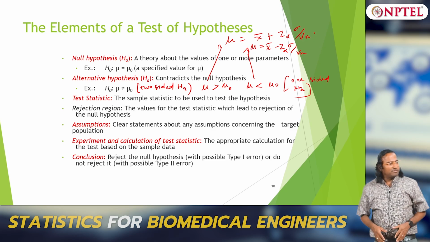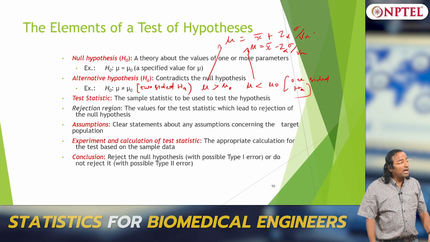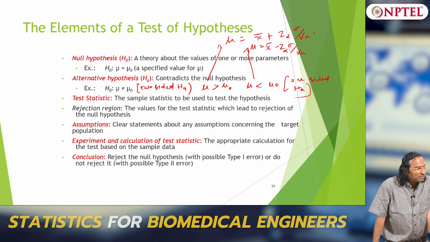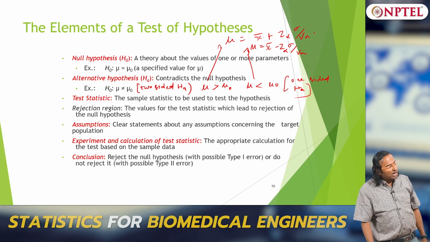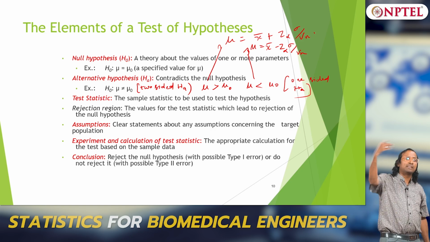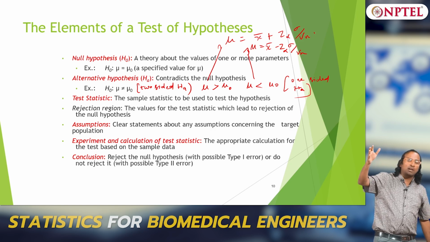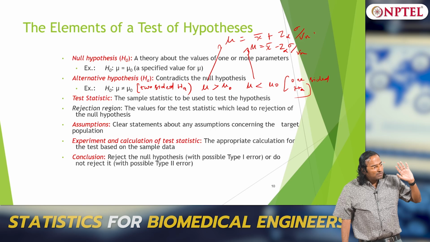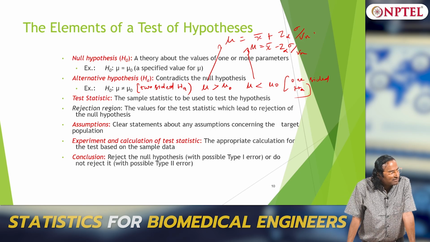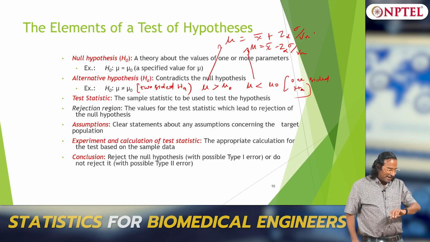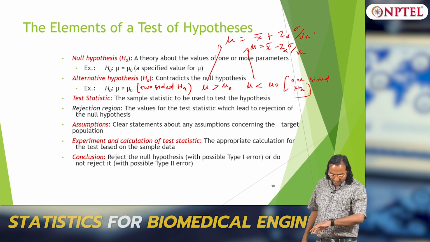X bar is an estimate of the population mean, it is not an assumption, whereas your mu naught is your assumption about the underlying distribution itself. You assume some value; I have not come up with it statistically, it is the status quo, you understand. Then I have collected data, and after collecting data, what do I want?